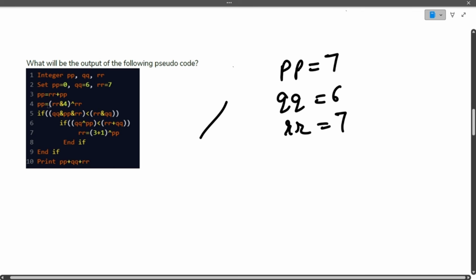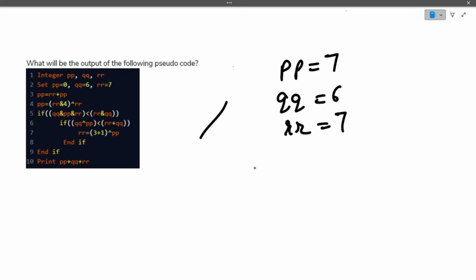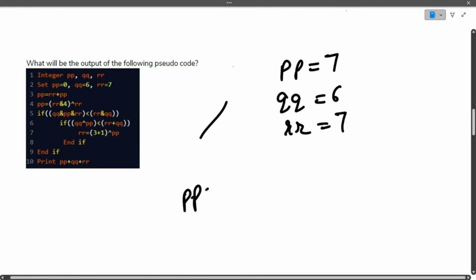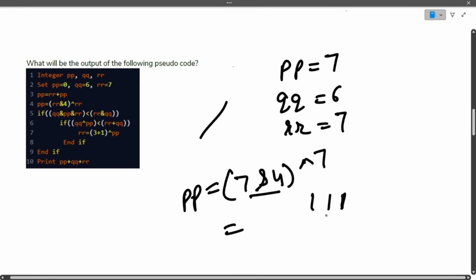Okay. Next, PP is again updated to RR and for XOR RR. This is the confusing part. Now PP becomes RR, but is RR 7 and 4, and then XOR with RR. What is the current RR? Current RR is 7. So first of all, 7 and 4. These are bitwise operators, so you must know. First of all, let's write 7 in the binary form. 7 in the binary form will be 1 1 1, three ones. And 4 in the binary form will be 1 0 0.